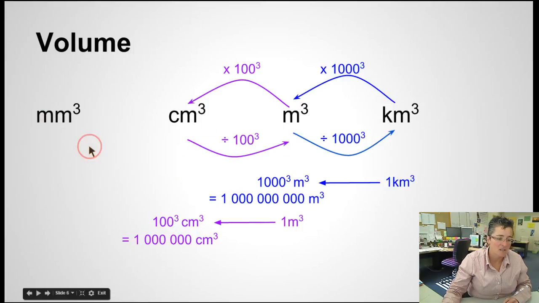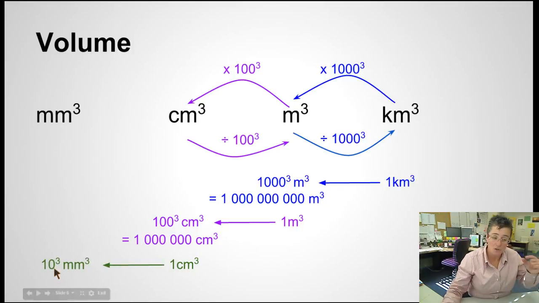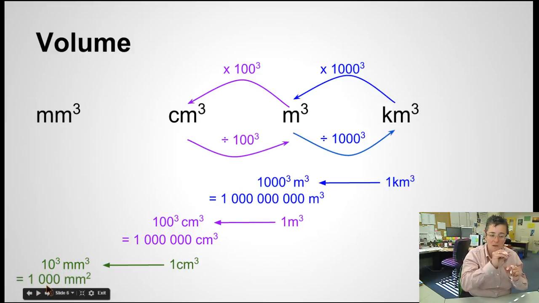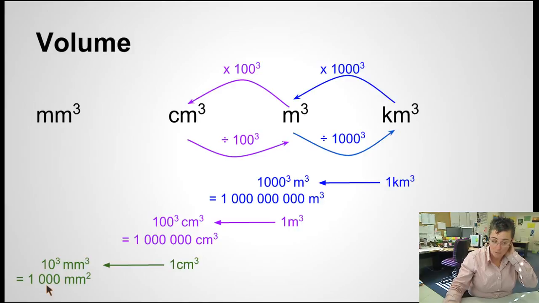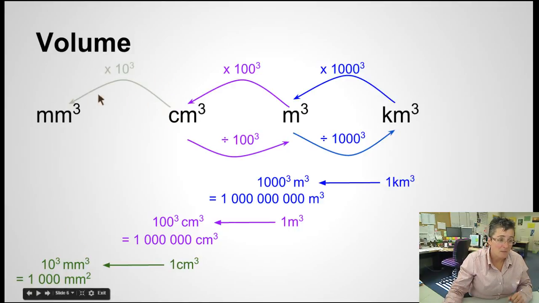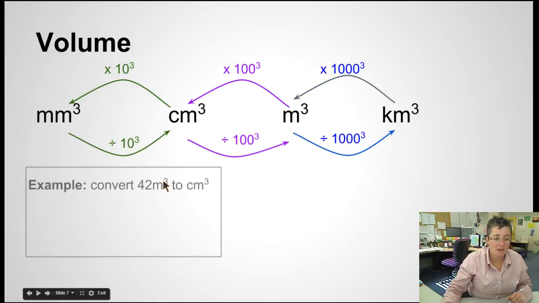Now to go from centimeters to millimeters, 1 centimeter is 10 millimeters each way, so it's 10 millimeter cubes, and so that is 1,000 little 1 millimeter cubes to make up 1 centimeter cube. So if we go from centimeters to millimeters, we multiply by 1,000, and if we go from millimeters to centimeters, we divide by 1,000.